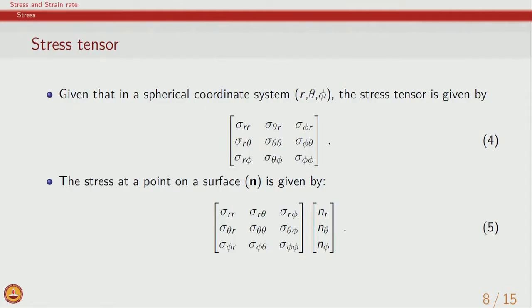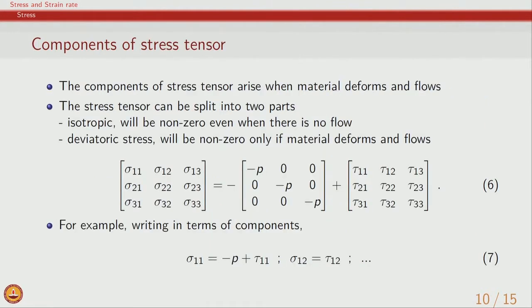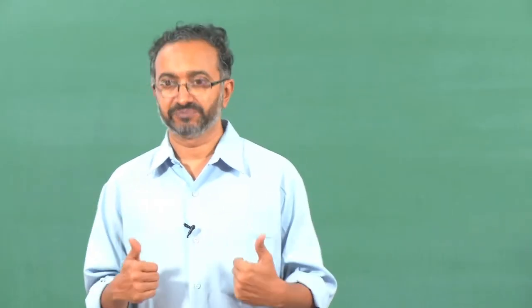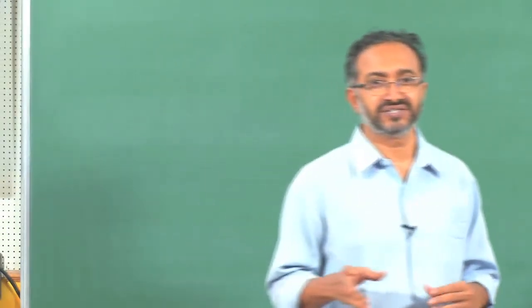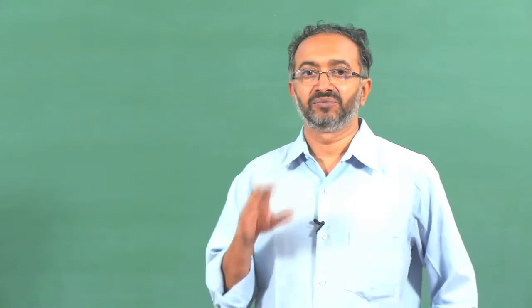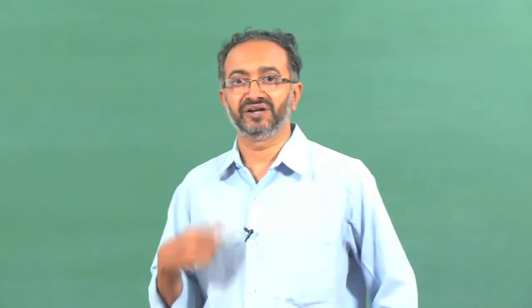And we also saw that the components will be different depending on whichever coordinate system we are using. One other important aspect: we saw that the overall stress tensor is split into 2, one which is the isotropic part, which we know as pressure, and then the deviatoric stress. In fact, it is the deviatoric stress which is most important for this class, because those are the stresses in the material which arise due to deformation and flow.